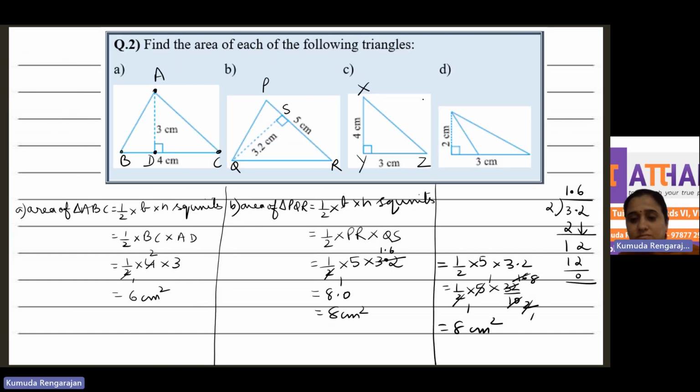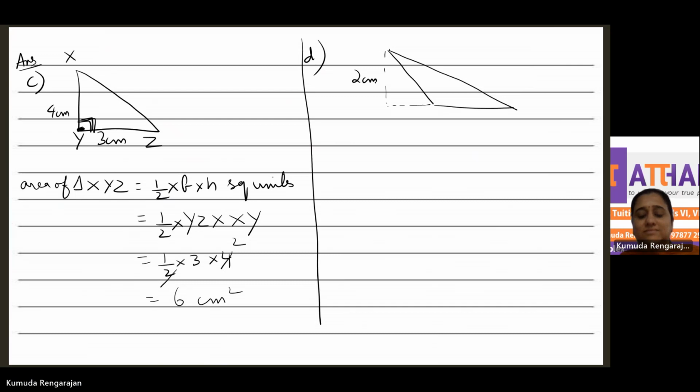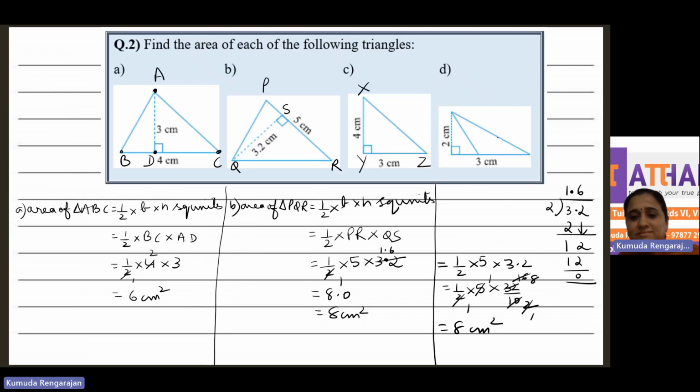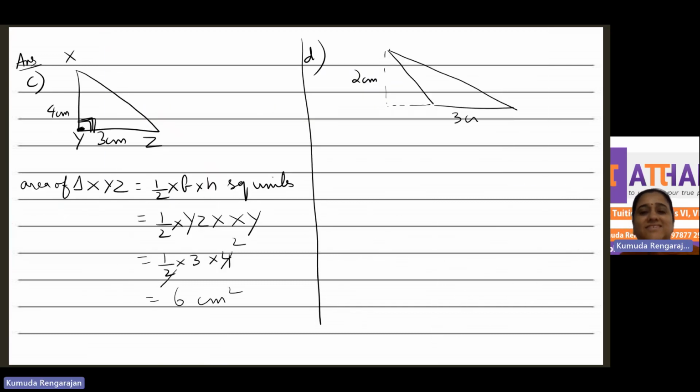See this pattern is plus 2 will give you 8 square centimeter. Minus 2 will give you, very nice. Very good.